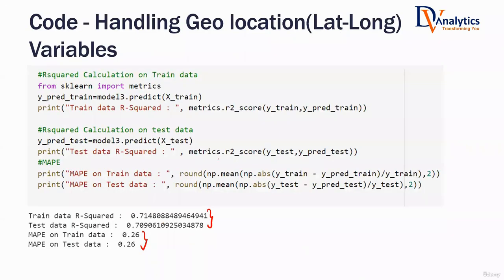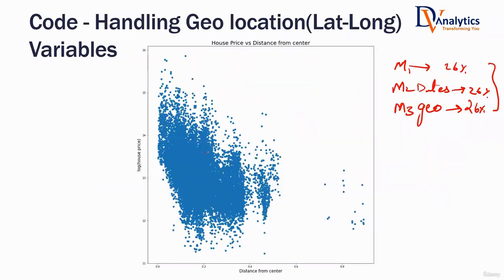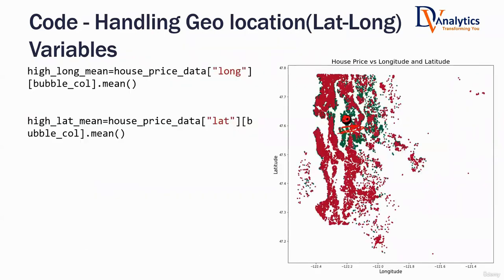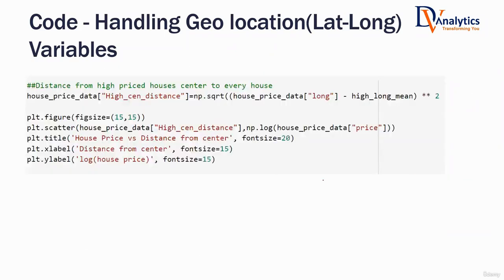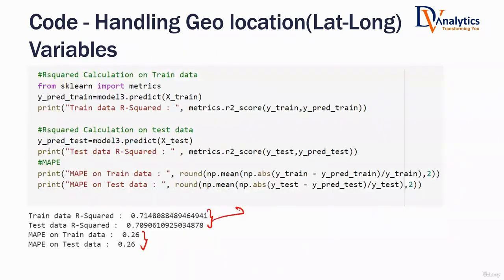For example, let's say you have created one high price home center, and from there you derive distance. Based on that, you have built a model. If the accuracy improves here, can you give a justification? Yes, you can give a justification because I have got that logic into my system.